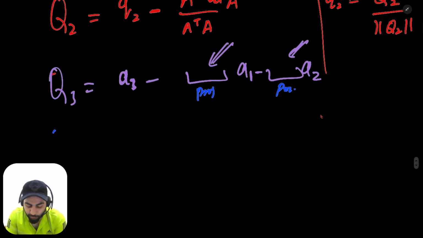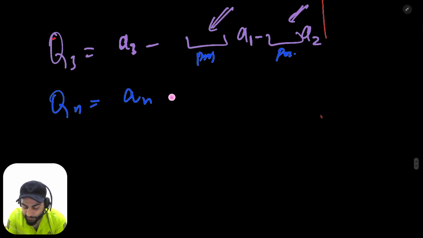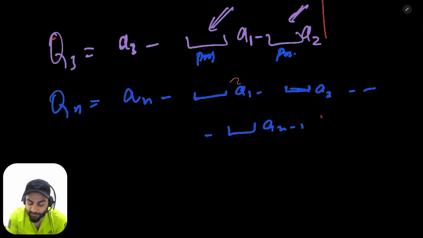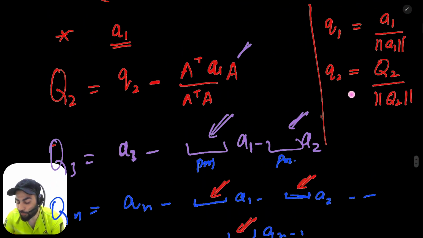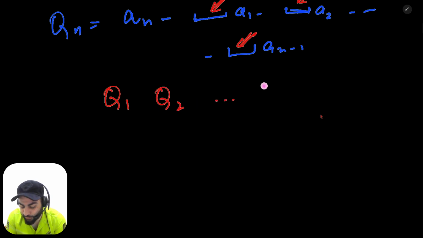And similarly for the qn, what you should do is take this an and remove the components along a1, along a2, along a n minus 1, and remove all these components. Remove components along a1, then remove components along a2, and at the end remove the component along the an. And you know what the factor here is? The factor here is basically a projection, so these are projection matrices. And at the end you have to normalize it.